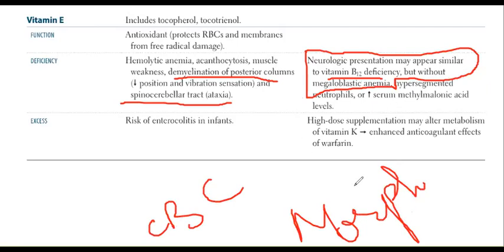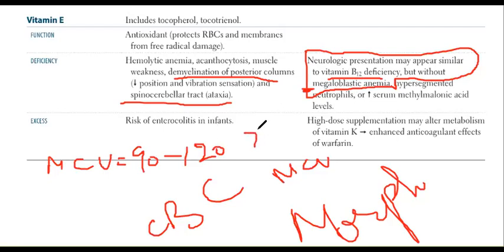So when you see that it is not a megaloblastic anemia, you will check the MCV. I told you the normal value of MCV is 90 to 120, and in megaloblastic anemia, it is always more than 120. When we study hematology, I will explain what an MCV is. For now just write this value so you remember.